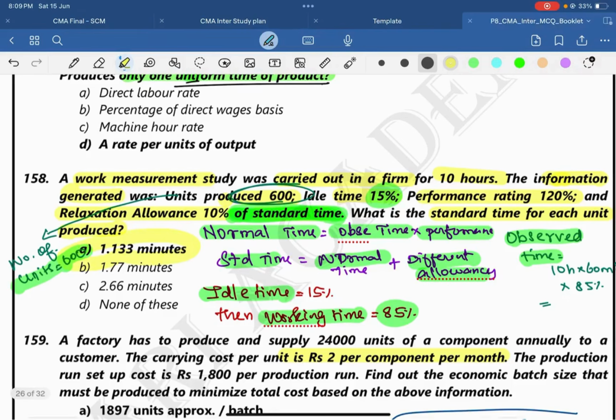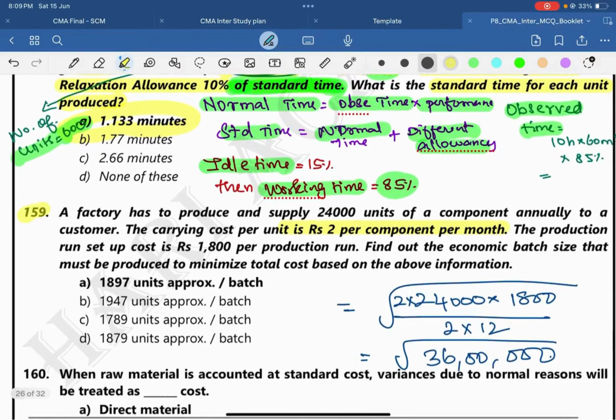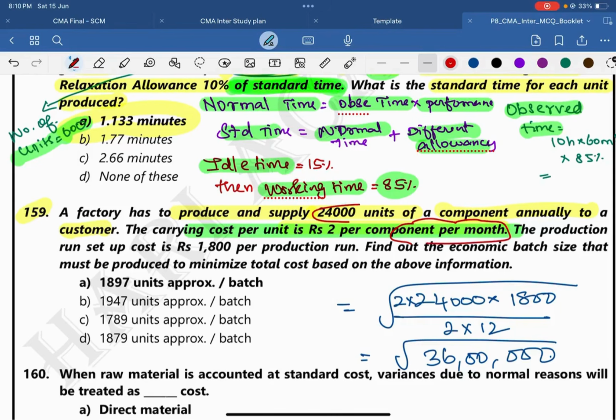I hope you have gained the concept knowledge. Then 159. The factory has produced and supplied 24,000 units of a component annually to a customer. The carrying cost per component is given per month. Here the point is per month. Here they have given an annual value, so it should be multiplied by 12. That's the only tricky point.